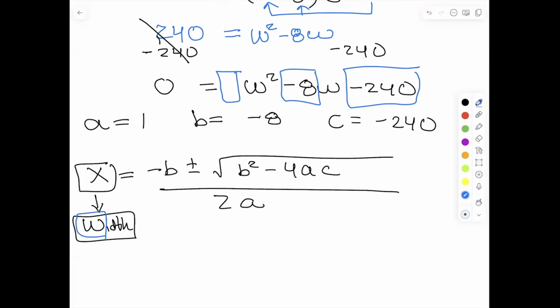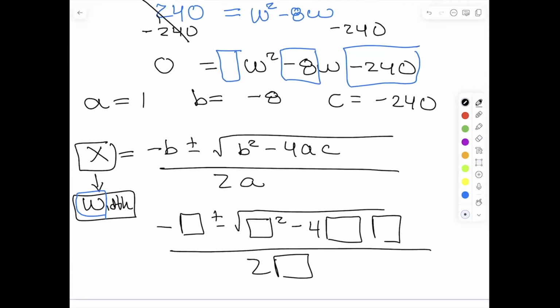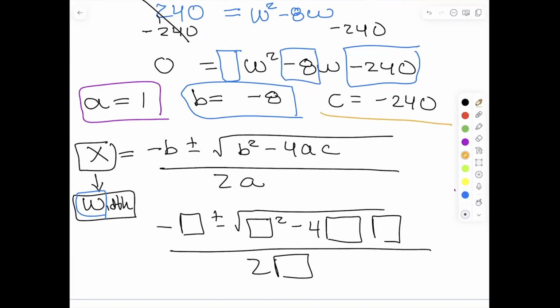So now, what am I going to do with the B? Well, I gotta replace all of these values, right? So this is negative box minus square root box squared minus 4 times box over 2 box. All right. So I have A is equal to 1, B is equal to negative 8, and C is equal to negative 240.